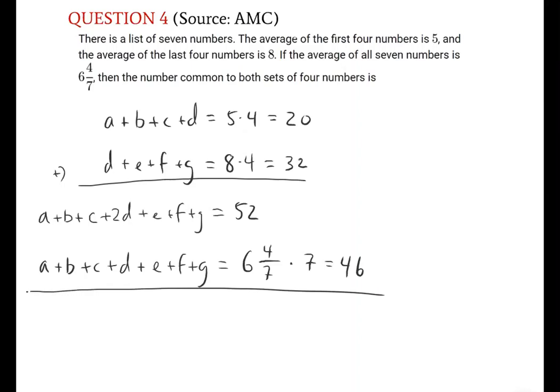So now you can look at these 2 equations. Now if you subtract this second equation from the first one, then you can get rid of all of the A's. Well, you'll get rid of A, B, C, E, F, and G, and you'll just have the D left. And the D will be equal to 52 minus 46, or 6. And that will be your answer, since D is the number common to both sets of 4 numbers.